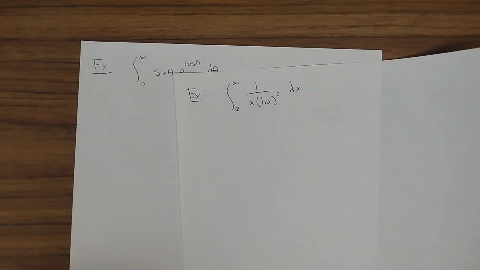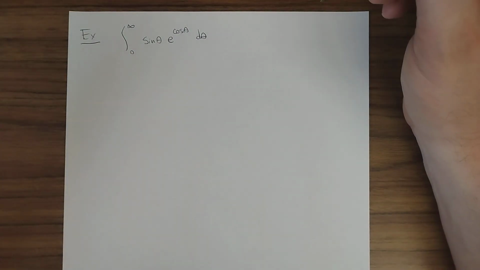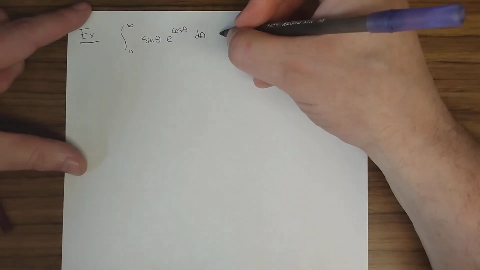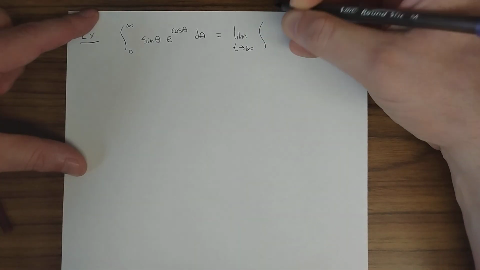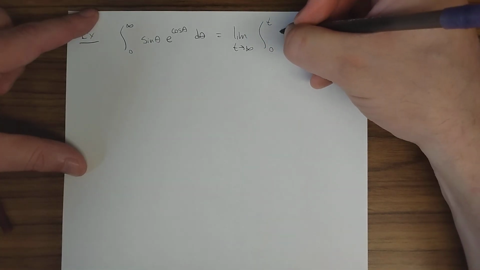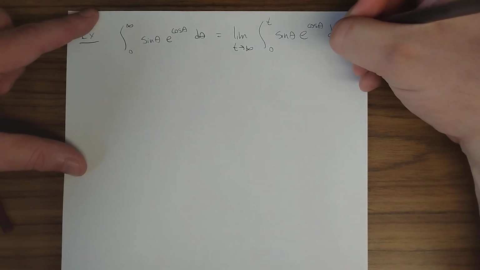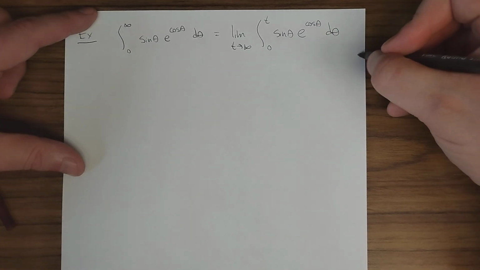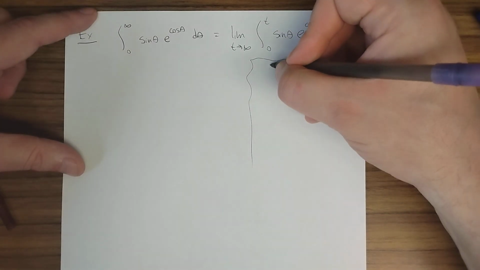All right, let's see here. I don't have that much time, so let me try to do this one. It's obvious why this is improper. I've got an infinity right there. So the limit as t goes to infinity of the integral from 0 to t of sine theta e to the cosine theta d theta. How am I going to integrate this? Probably substitution. I see a composite function. Let me go off to the side just to do that.